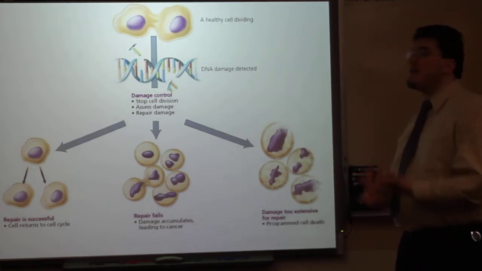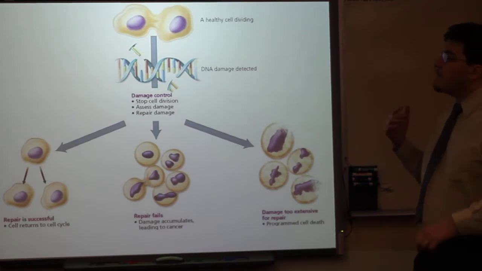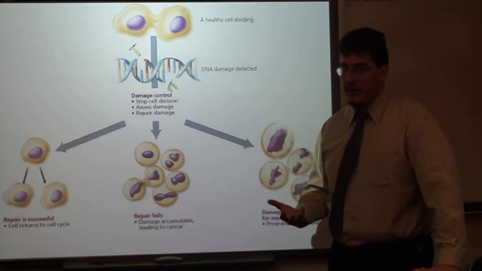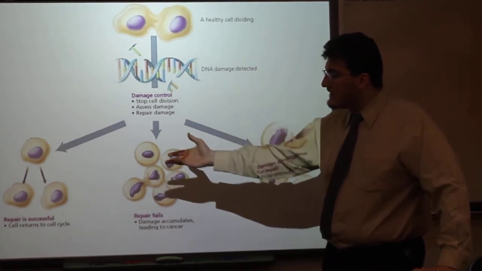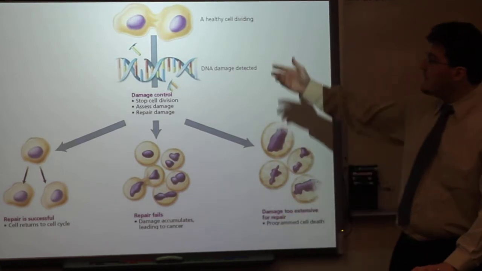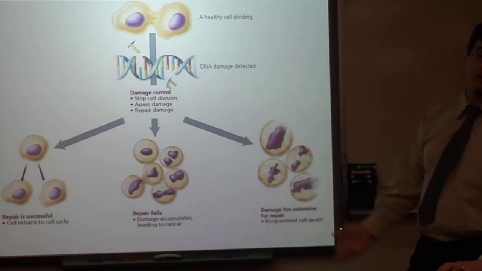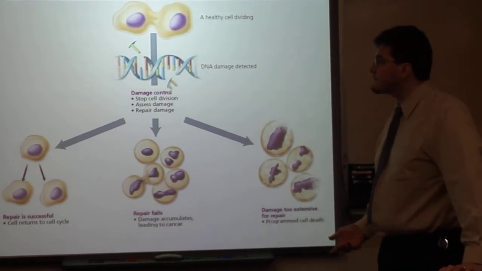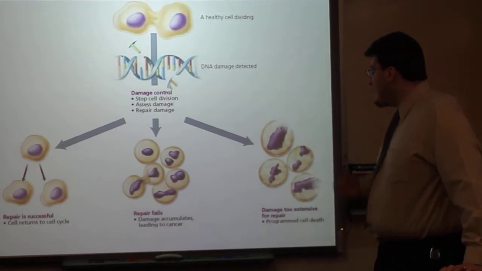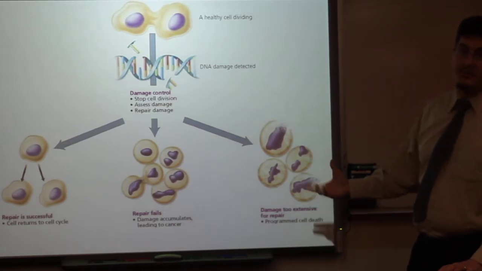We're going to assess the damage, and we're going to try and repair that damage. Now, there will be three outcomes in varying orders of severity. The repair can be successful, in which case the damage is repaired, and the cell returns to the cell cycle, and healthy cells are divided once again. And then we have the damage being too extensive to repair.